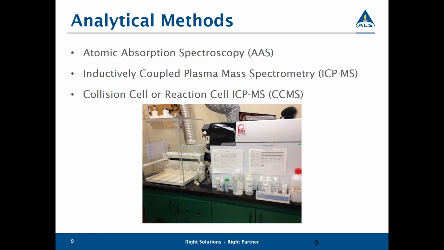Atomic absorption was an old way of analyzing, more chemically. It involves a lot of chemistry changes if you're looking at actual speciation, but also hydride analysis with atomic absorption was often a common technique. I think now the standard is collision cell or reaction cell followed by ICP-MS.